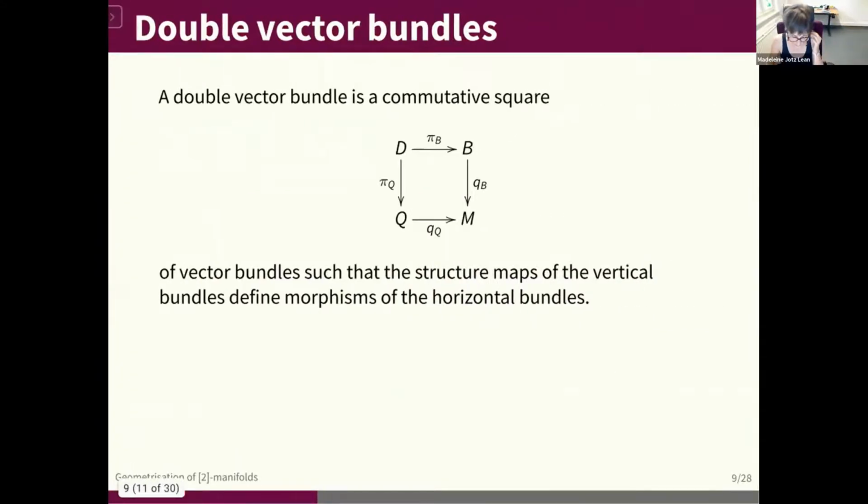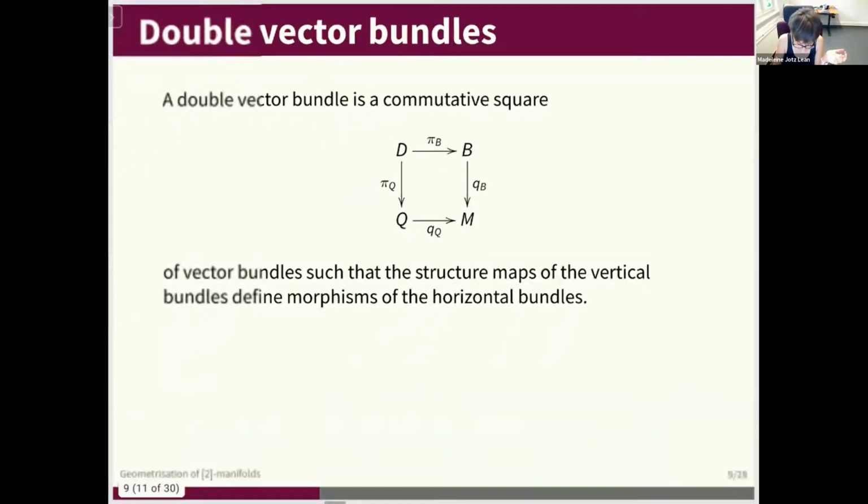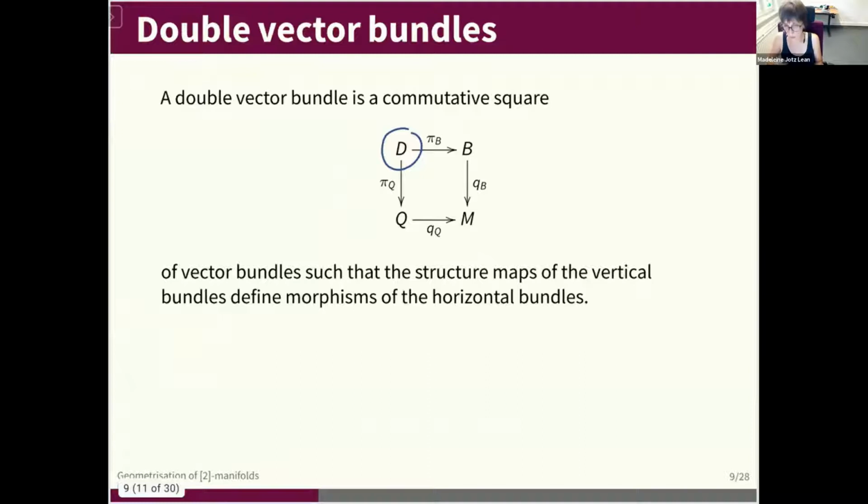Right, and the structure is going to be a special type of double vector bundle. So what is a double vector bundle? Again, it's not a two vector bundle. It's a commutative square of vector bundles. So we have a subspace D, which has two vector bundle structures over two sides, B and Q. And these two vector bundle structures will, in a sense, commute, in the sense that the two additions are compatible.